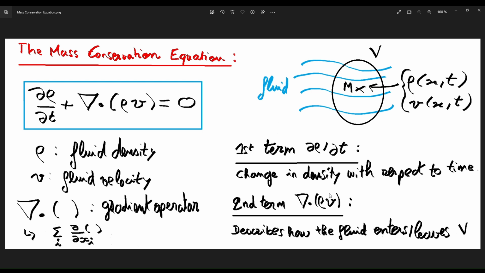In summary, the mass conservation equation is a fundamental principle in fluid dynamics that ensures mass is conserved within a system. It provides insights into how fluids behave, and by solving this equation, we can gain a deeper understanding of fluid phenomena.